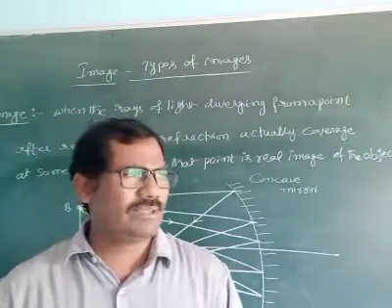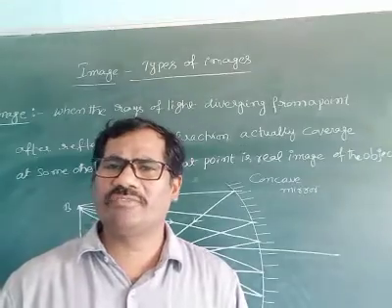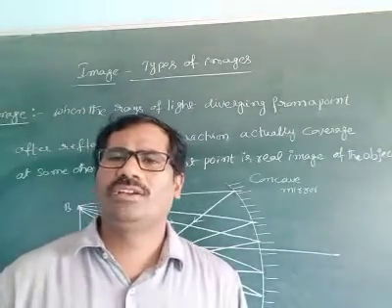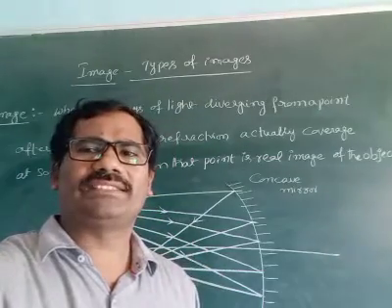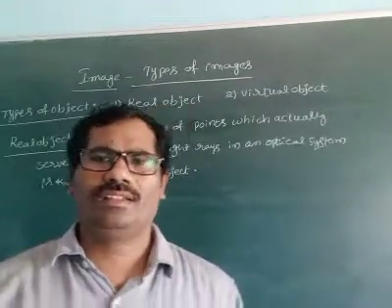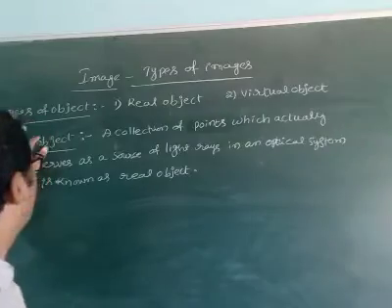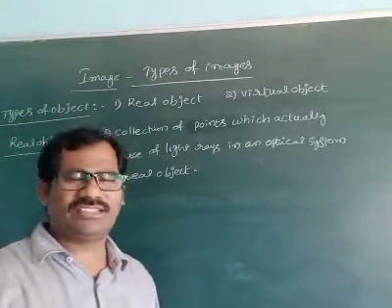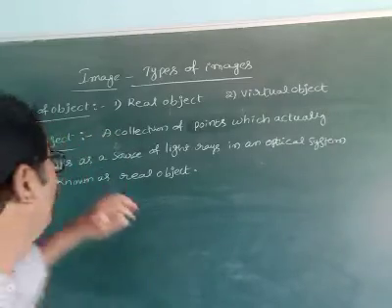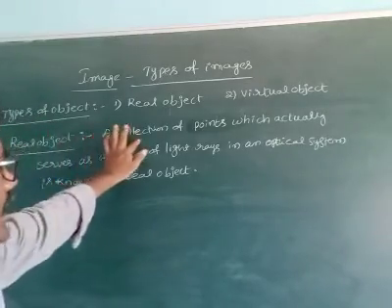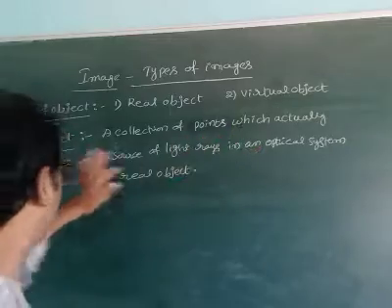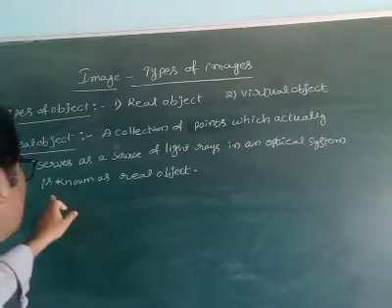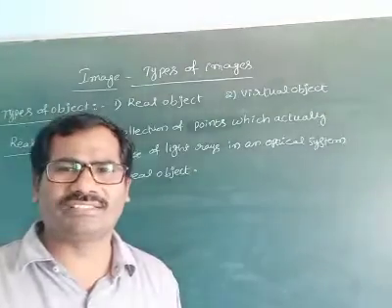Okay, first one, what is the image and what are the types of images? Real image and virtual image. Next one, what are objects? What are the types of objects? There are also two types: a real object and a virtual object. First, real object: a collection of points which actually serves as a source of light rays in an optical system is known as a real object.